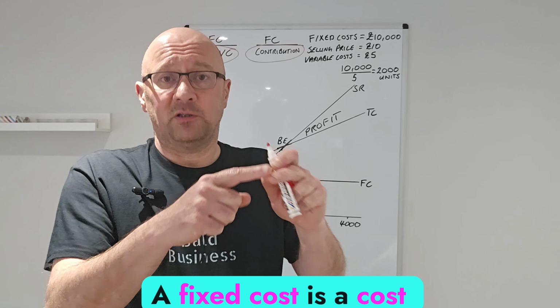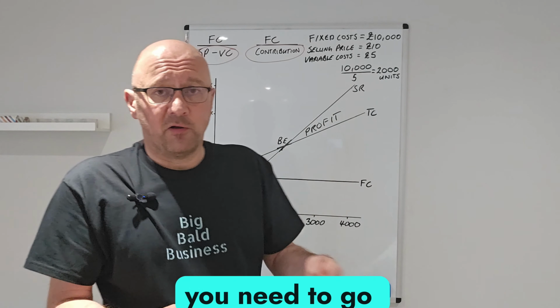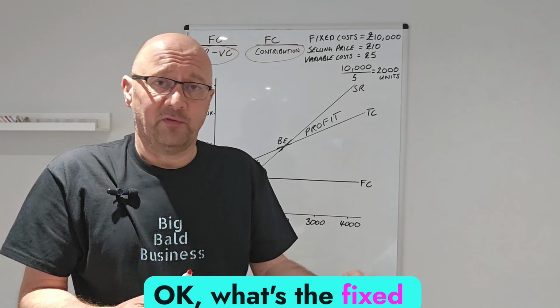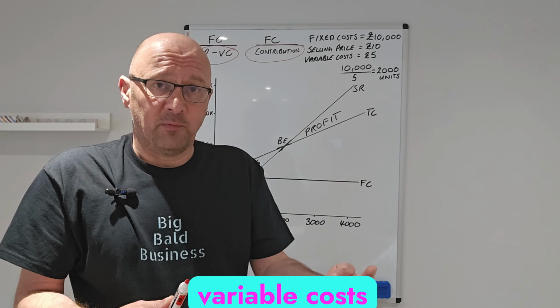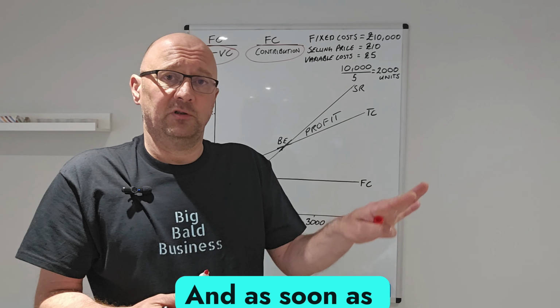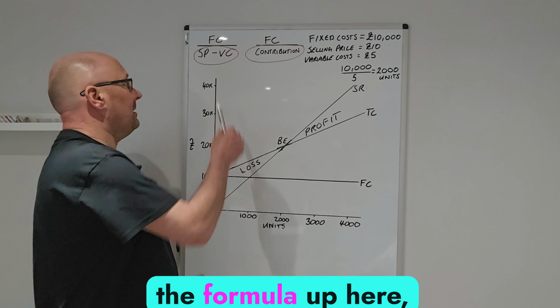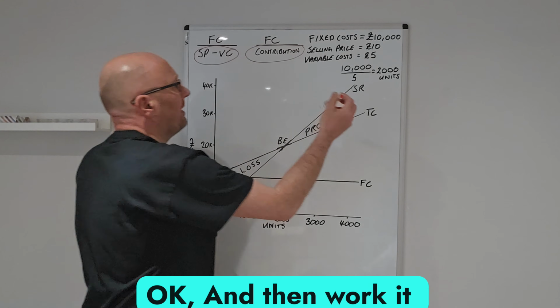A fixed cost is a cost that doesn't change with usage or output, and the selling price is a selling price. So what you'll get in an exam, you'll get some text, you need to go through it and work out what's the fixed cost, which ones are variable costs that do vary with output, and what's the selling price. And as soon as you've got that information, you literally need to remember the formula up here, and then work it out.